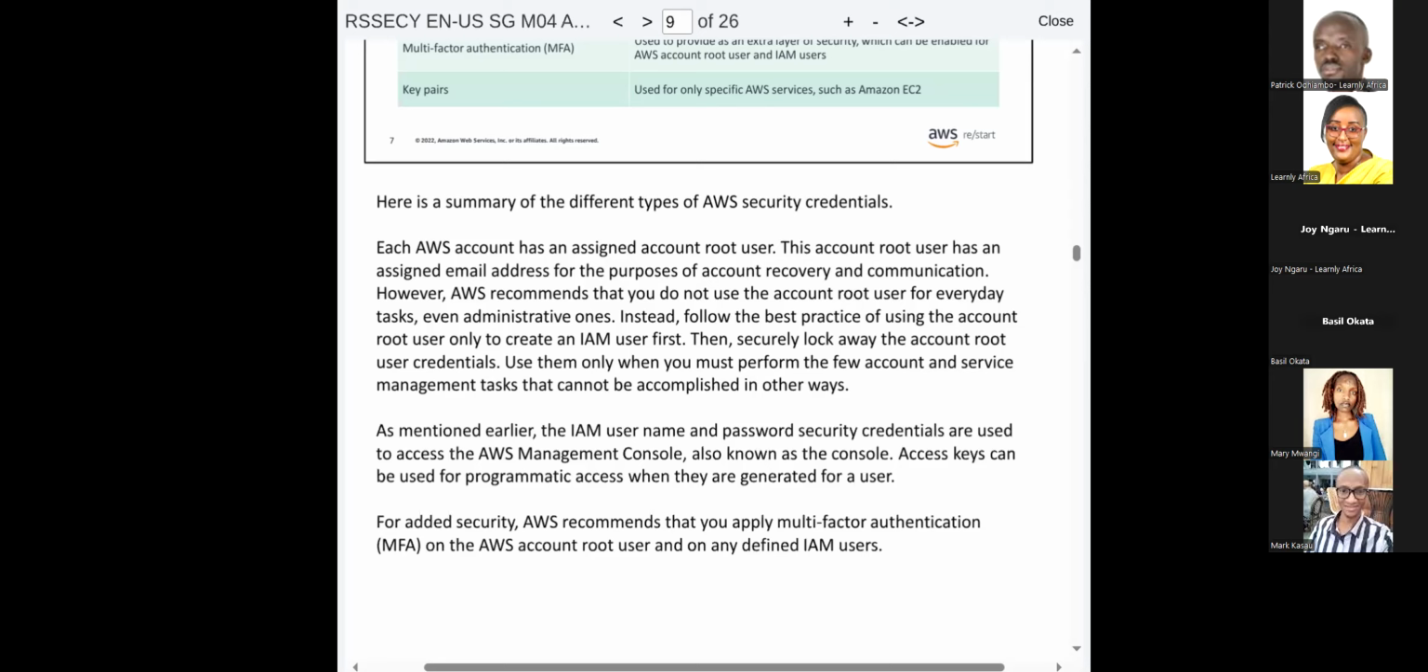Then we can have roles. Now, roles are so interesting. Remember, guys, that I told you EC2 cannot access S3 without permissions, right?